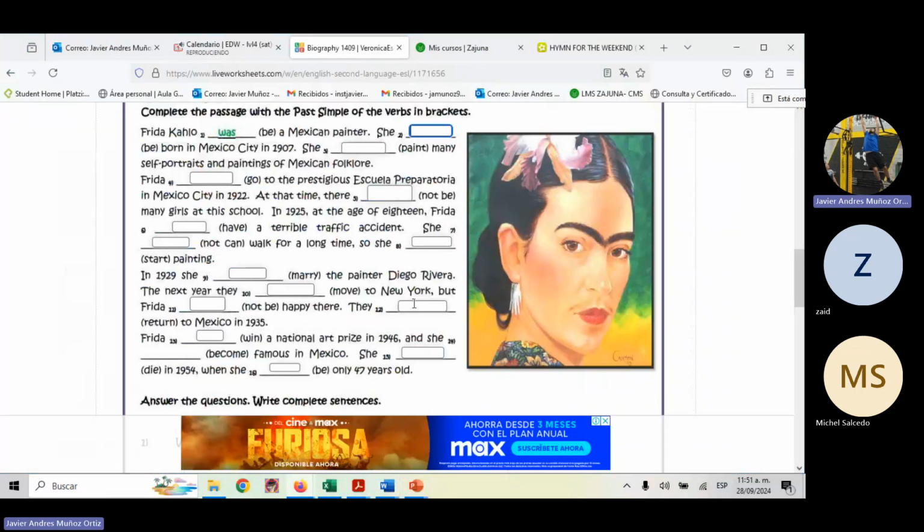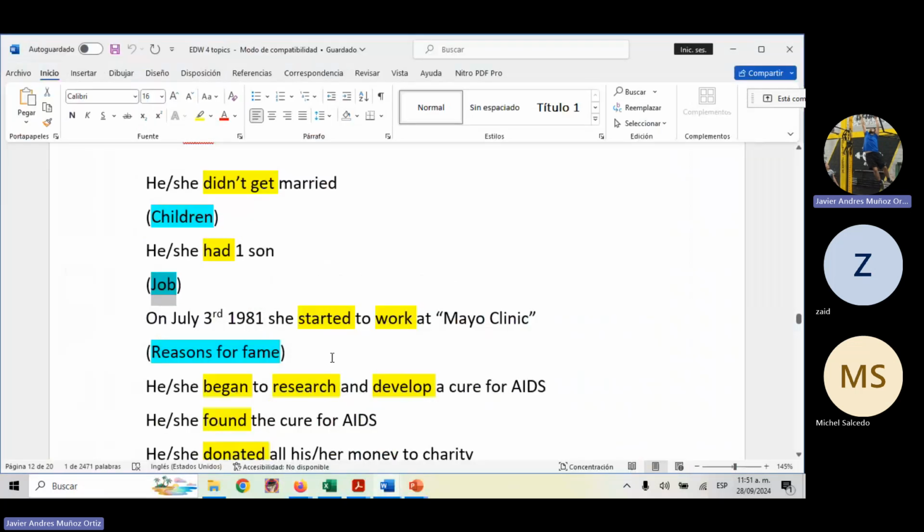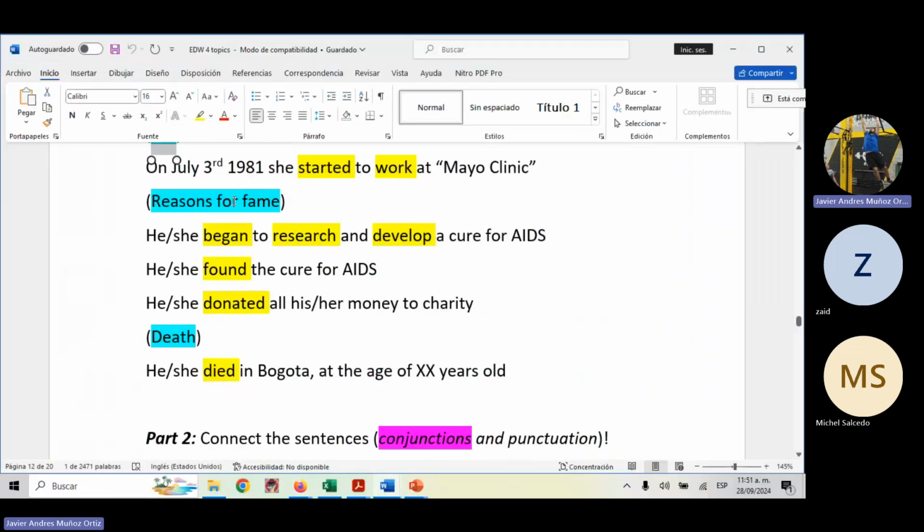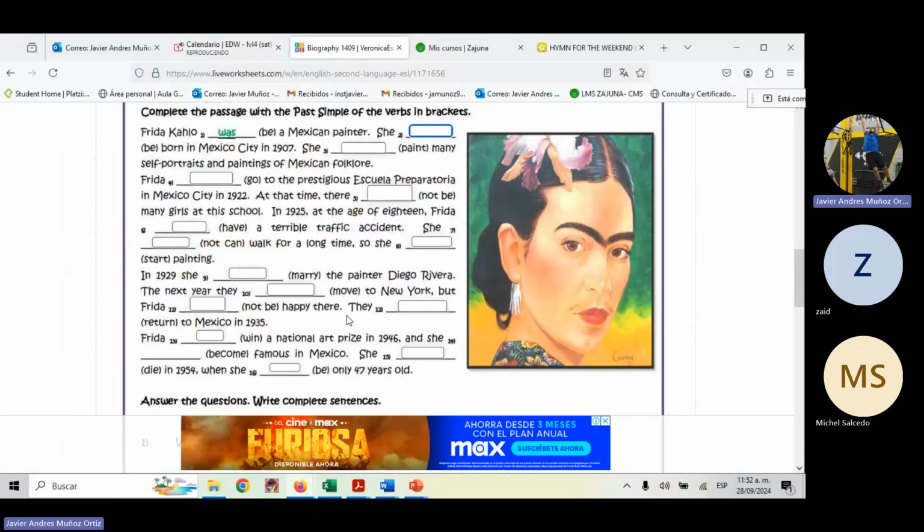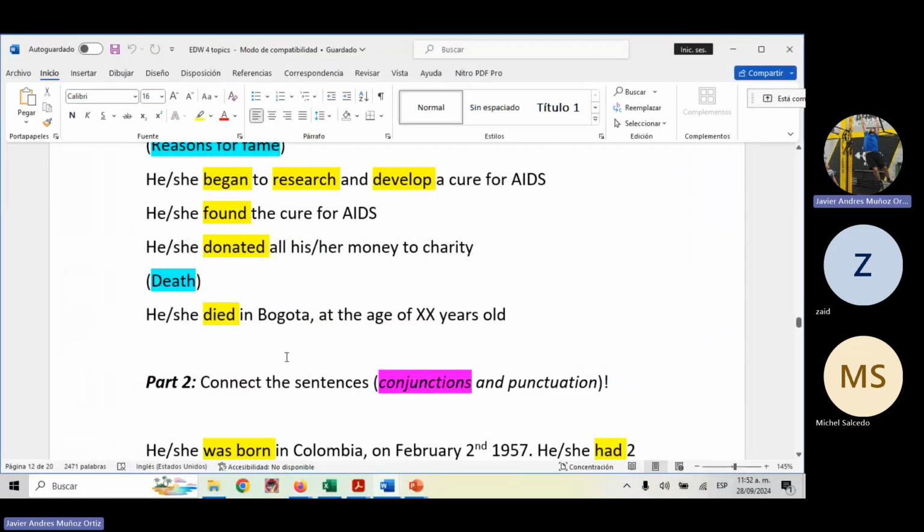They returned to Mexico in 1935. Frida won a National Art Prize in 1946, and she became famous in Mexico. These are the reasons for fame, the reasons for her to be famous. She died in 1954 when she was only 47 years old. Once again, this is the order in terms of death.